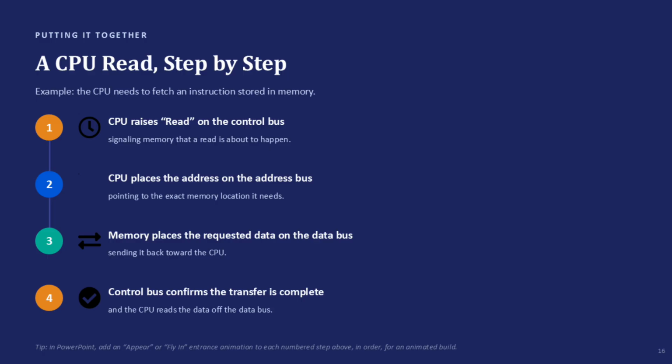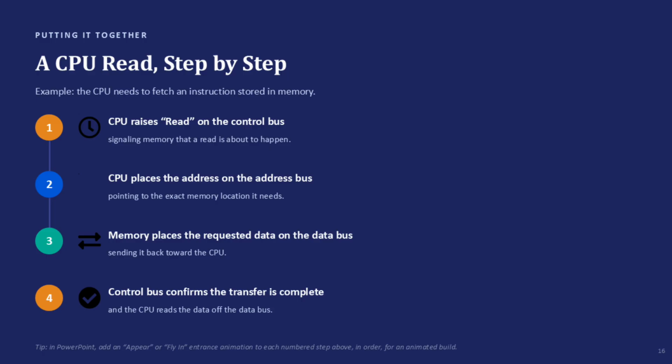Next, Step 4, the CPU receives the data. Finally, the CPU receives the information through the data bus. The control bus confirms that the transfer has completed successfully. The processor can now begin executing the instruction or processing the data it has just received. The read operation is now complete.